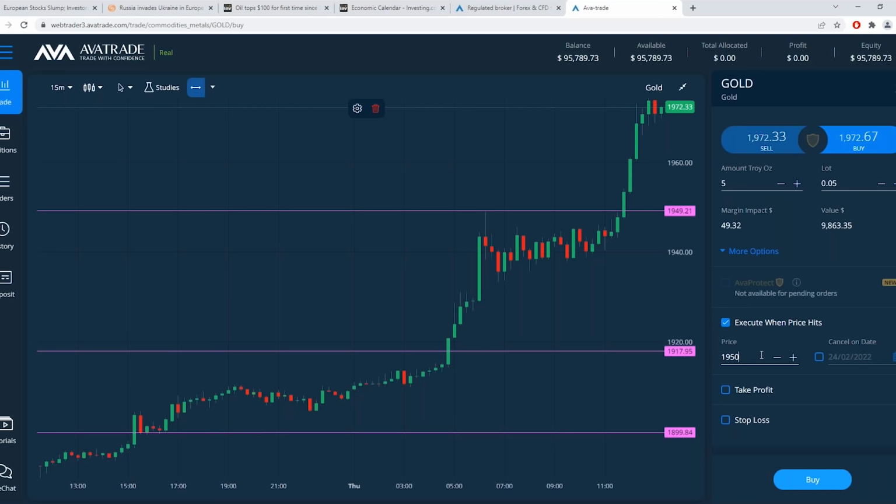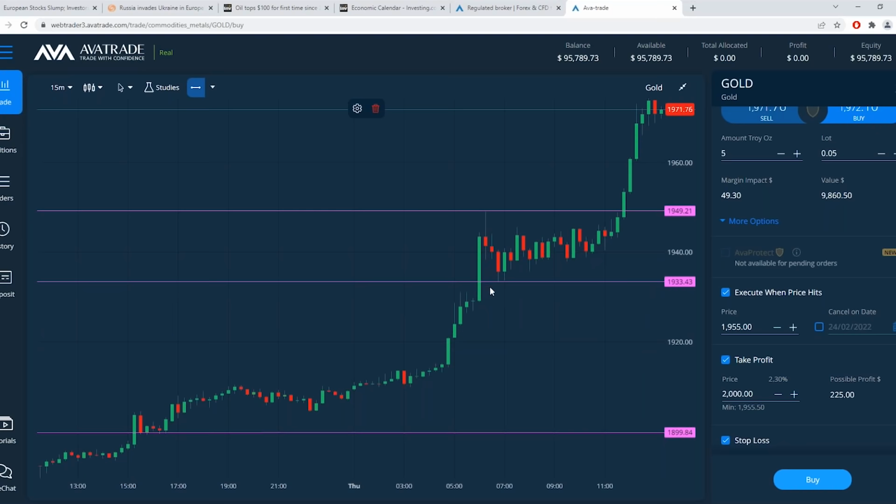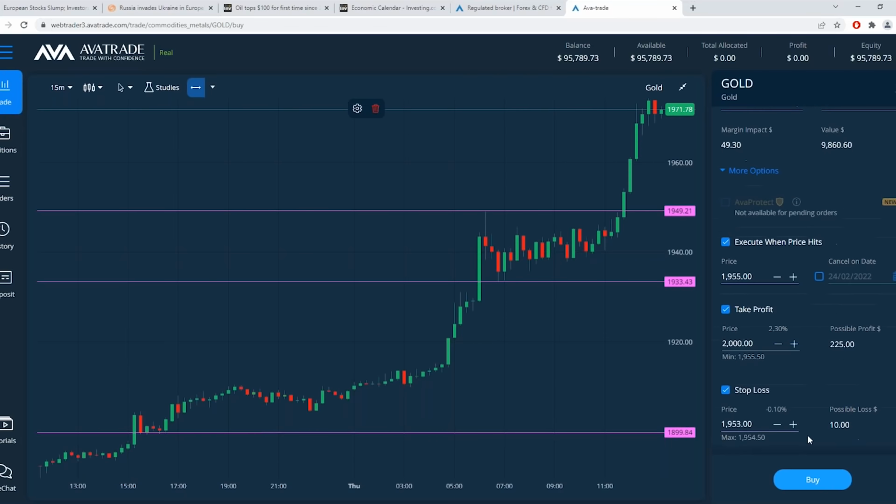1950, maybe you say, okay, from just above that support, 1955. Take profit, maybe you say you think it could easily hit 2000. And then stop loss, maybe you do just a limited stop loss. If it gets to this support, you say it shouldn't break this support down here if it's a true strong uptrend. So if it comes down, you've got this leeway from 1955 at your entry to 1933, so 1930, down here on the stop loss.